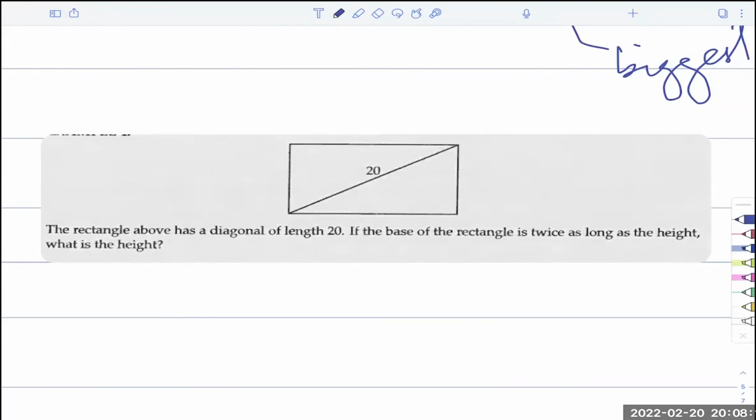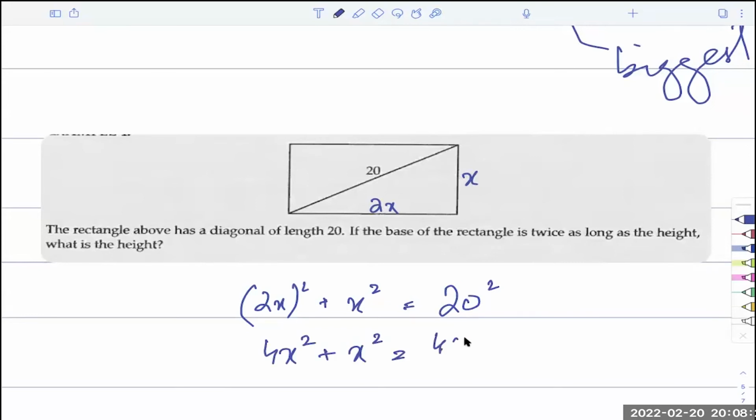Irrational number. So here's how we do it. We know that base is twice as long as the height. So if this is height x, then this is 2x. So 2x squared plus x squared is equal to 20 squared. That means 4x squared plus x squared is equal to 400. 5x squared is 400. x squared is 80.